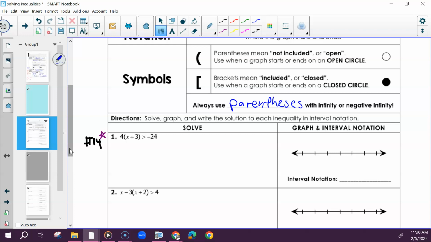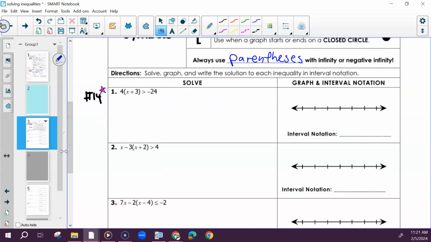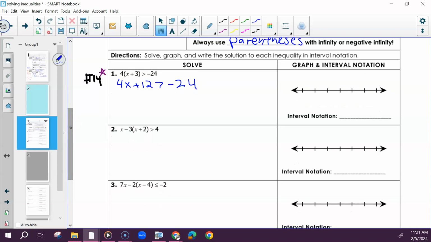So I'm going to show what that looks like after we solve it. We could either distribute the 4 or divide both sides by 4, since this is divisible. Which would we rather? Distribute, okay? So we have 4x plus 12 is greater than negative 24. And then to solve this, subtract 12. So 4x is greater than negative 36. Divide by 4. Would the sign change? No. X is greater than negative 9.